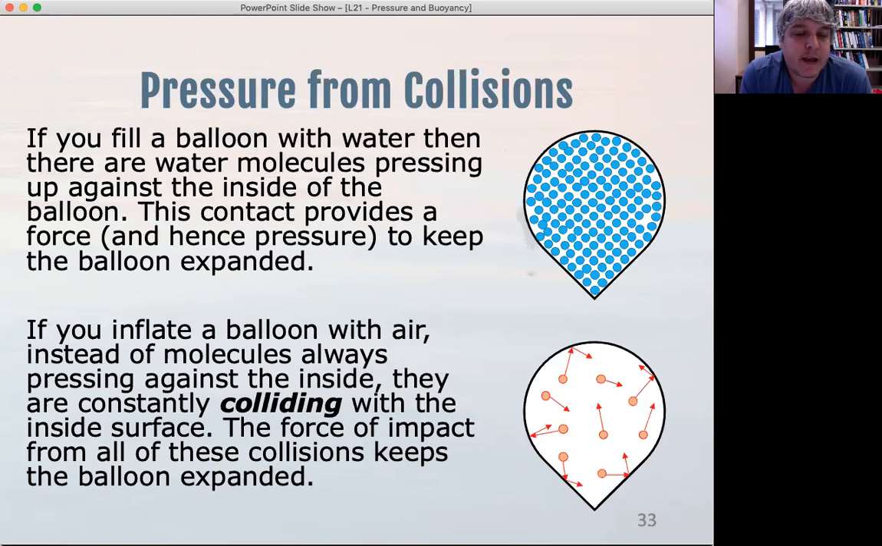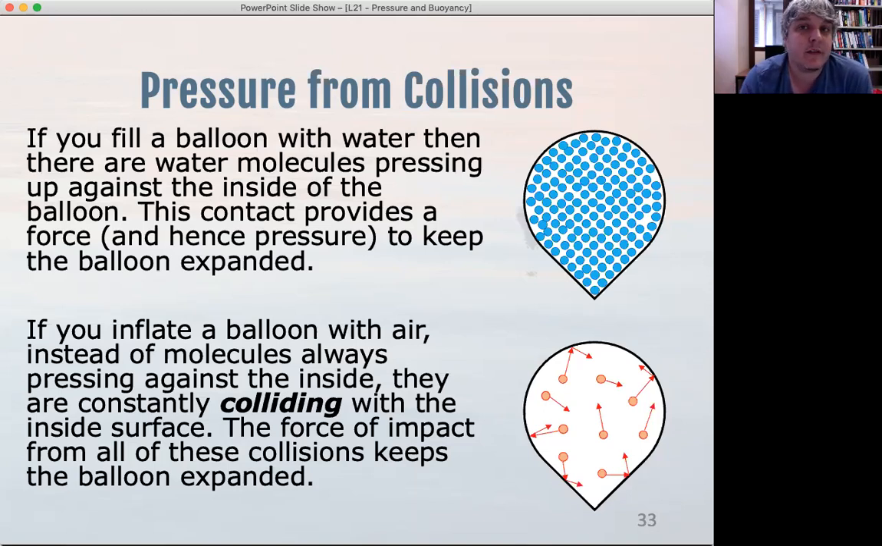They keep the balloon expanded. If you breathe into a balloon, if you fill it with air or use a pump or whatever, then the molecules inside are flying around, but as they do so, they will collide with the interior surface of the balloon. That collision, where the molecule hits it and travels back the other way, results in a change in momentum for the air particle or molecule.